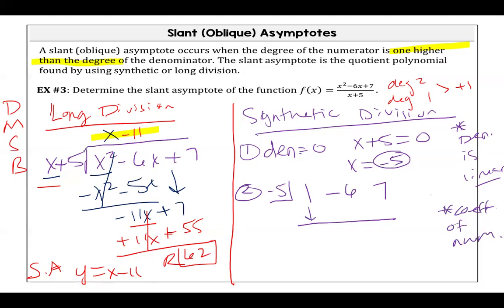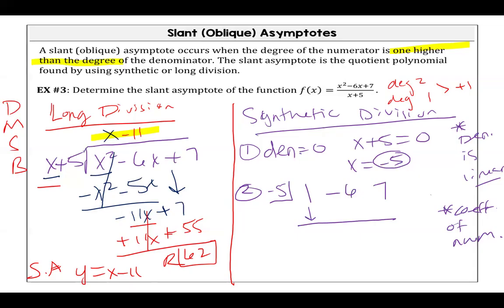Okay? So, questions about setup? Questions about setup? So you take the value you got from number 1, it's on the porch, right? And then you're going to set up your top by using the coefficients of your numerator. So the coefficients of your numerator were 1, -6, and 7. If I was missing 1, I would put a 0 in its place, okay?